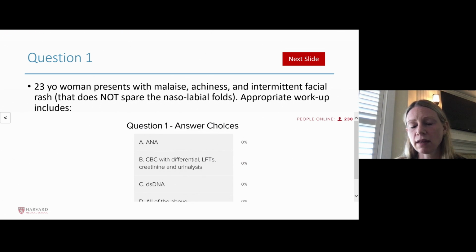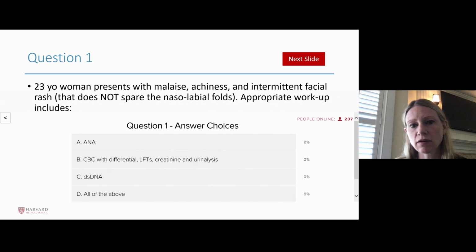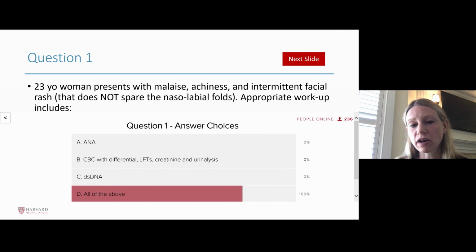So now we're going to start our questions. Question 1: a 23-year-old woman presents with malaise, achiness, and intermittent facial rash that does not spare the nasolabial folds, so it crosses the nasolabial folds. Appropriate workup includes A, ANA; B, CBC with differential, LFTs, creatinine, urinalysis; or C, double-stranded DNA.